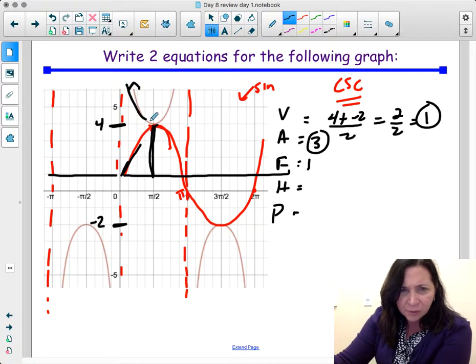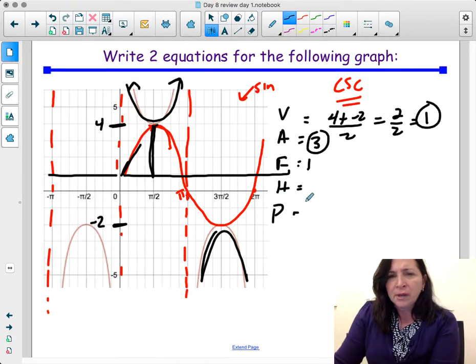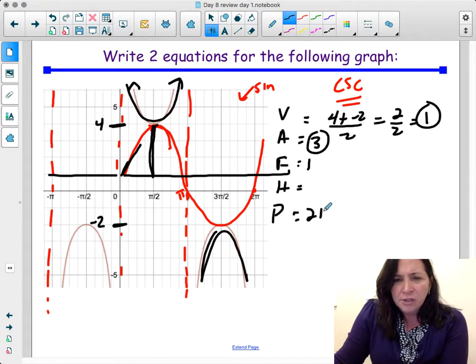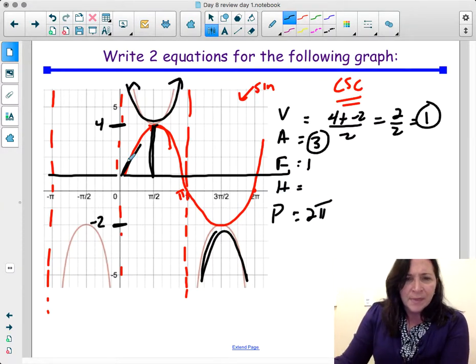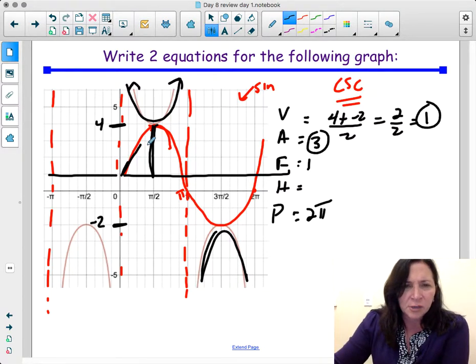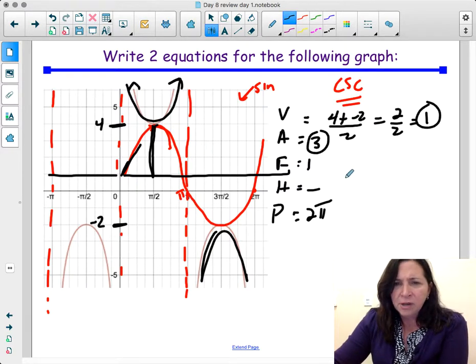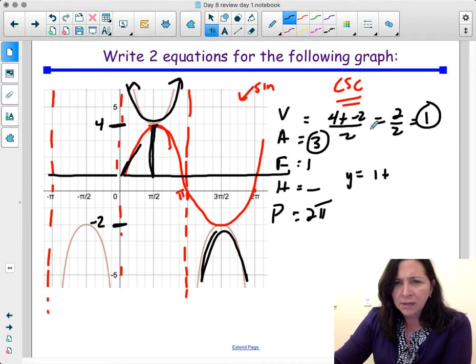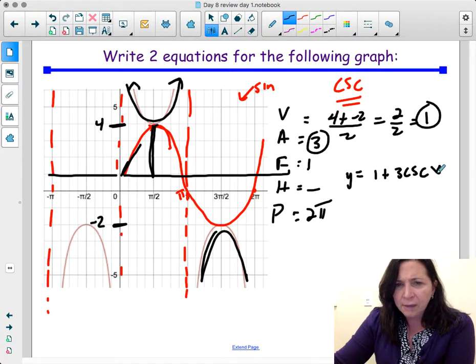See, this is my actual graph here. I have a high and a low in the 2 pi period. So that just means my period's 2 pi, I have 1 frequency. And a vertical shift, or a horizontal shift, I actually don't have one. So therefore, my graph is going to be y equals 1 plus 3 cosecant of x.